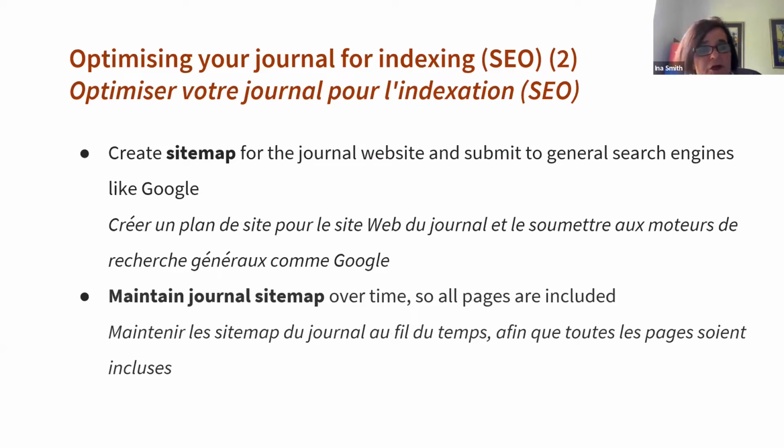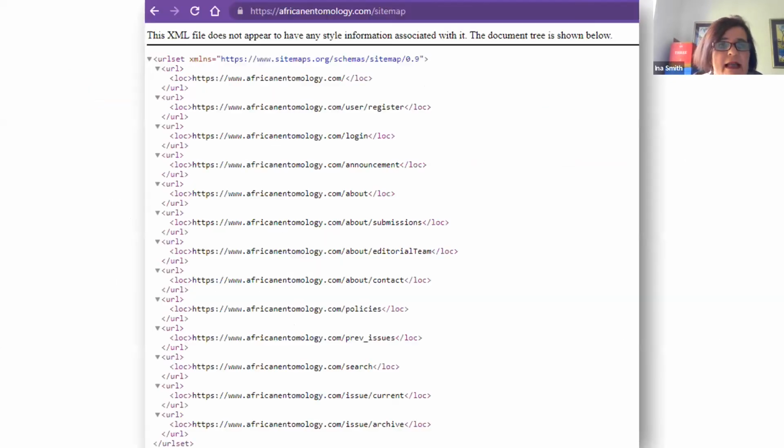Create a sitemap for the journal website and submit it to general search engines like Google. I will show you now or later on how to do that. Maintain your journal sitemap over time so all pages are included. And this is what a journal sitemap looks like. So it's a lot of code, it's machine readable, and machines need to understand it. It's not necessary that you understand it.